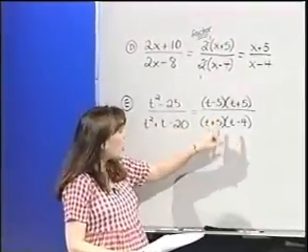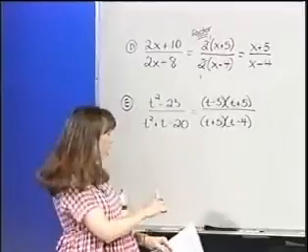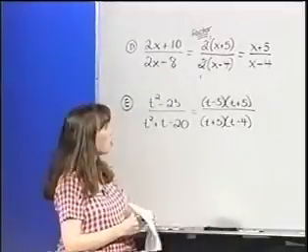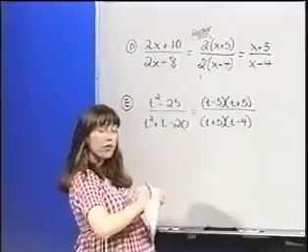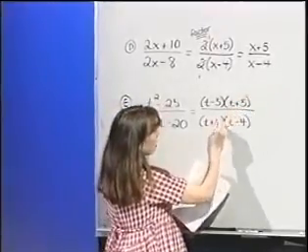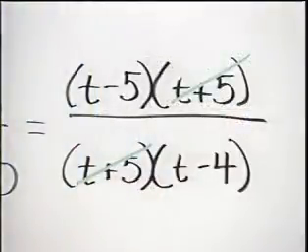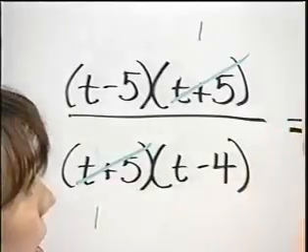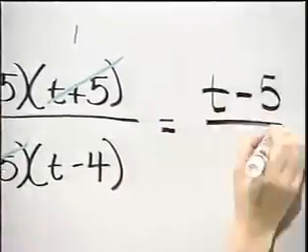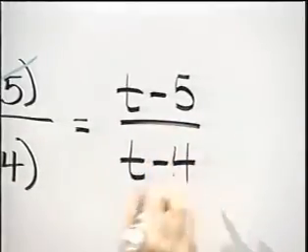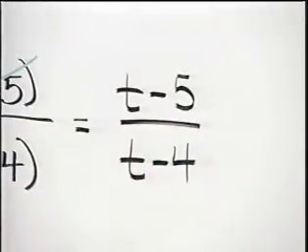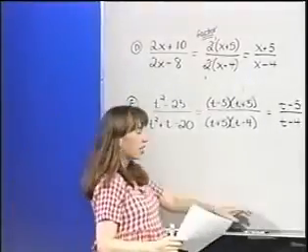You now have a product here and a product here, and now you can cancel anything that looks identical. Looking at it, t plus 5 is the same in both cases, so we'll cancel that out. But you can't cancel the t minus 5 and t minus 4 because they look different. So let's just write t minus 5 over t minus 4. And that's your final answer, reduced to lowest terms. Let's take a look at a tricky one now.